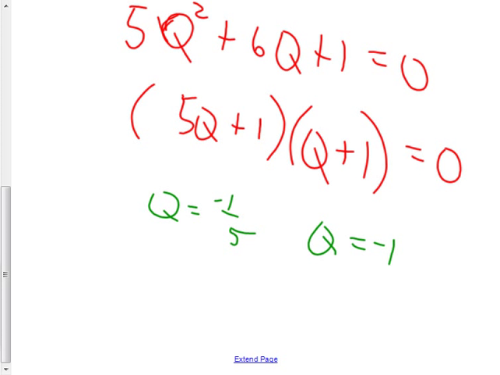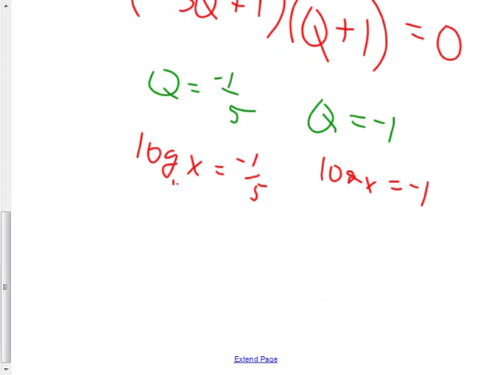Because now you got to substitute the log back in. The only reason we swapped that out is so we could make it simpler to solve. Now we've got it down to this. What was q really? Log x. So now I got to replace this with log x equals negative 1/5 and solve that, and log x equals negative 1 and solve that. So this is base 10, so 10 to the negative 1/5 equals x.